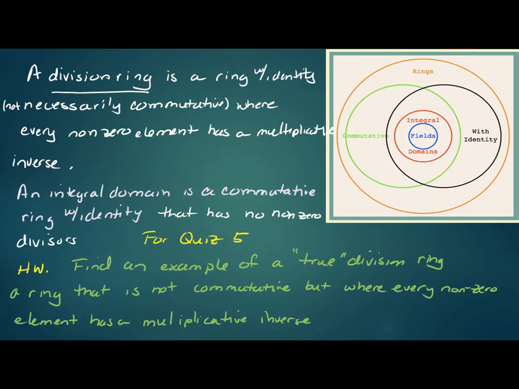So I'm leaving it to you. I guess I gave you one of the answers. Oops. Did a David True batch. Find an example of a true division ring, a ring that's not commutative, but where every non-zero element has a multiplicative inverse.